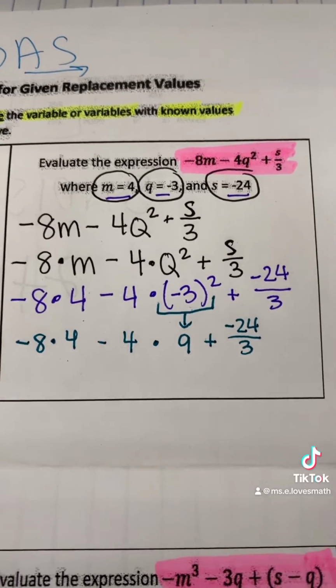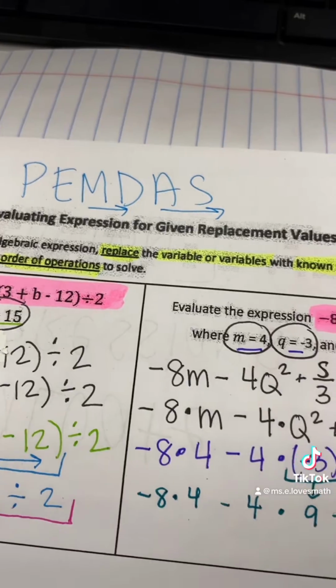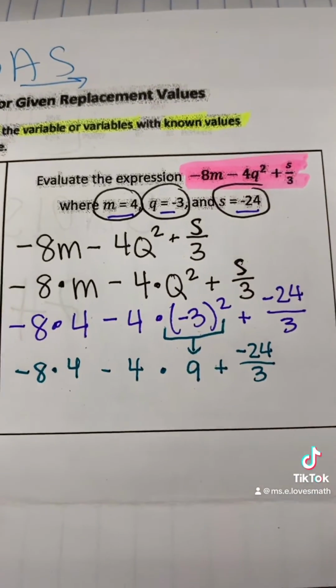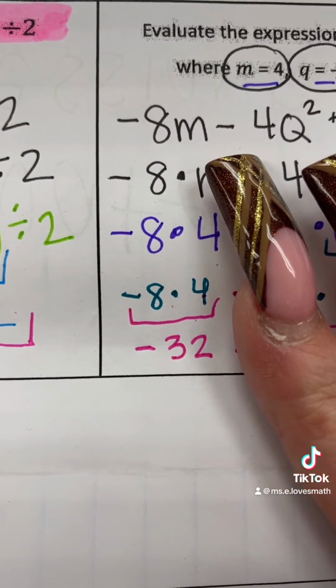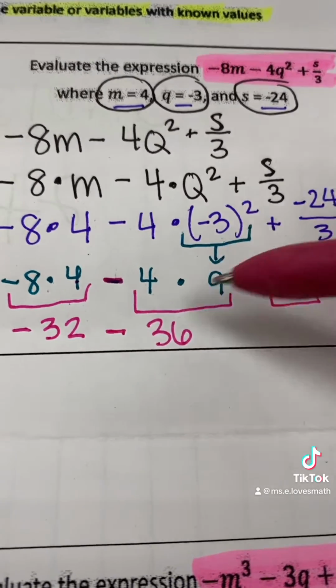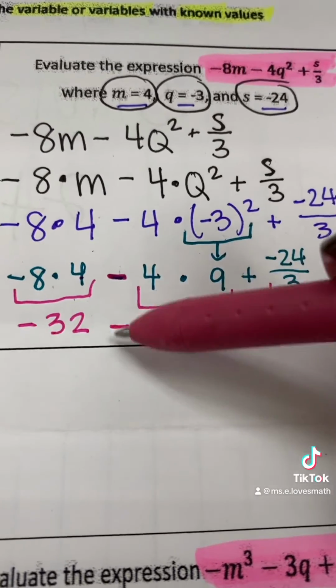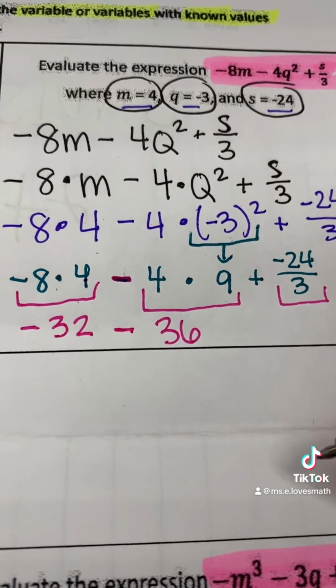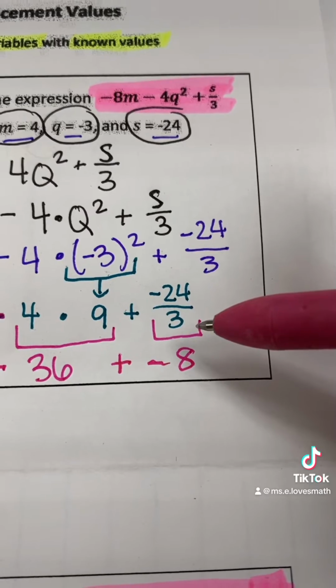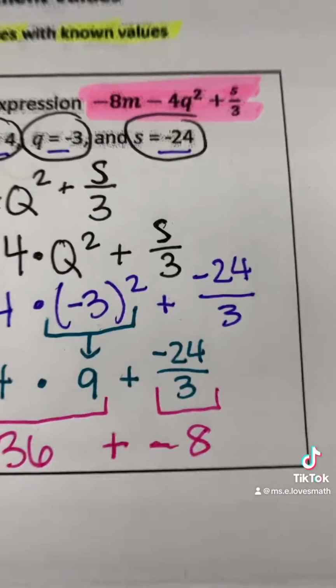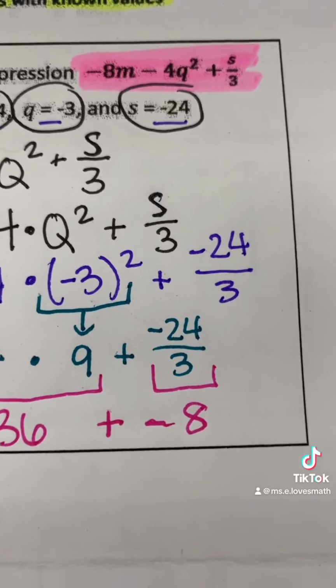Now that our exponents are done, we need to look for multiplication and division. Negative 8 times 4 is negative 32. Negative 4 times 9 is negative 36, so we're going to have that work as a double agent again. Then we bring down our plus sign, and then we have negative 24 divided by 3, which is negative 8.